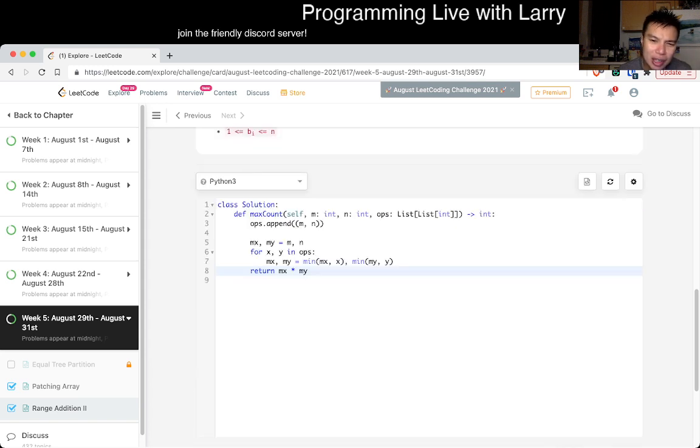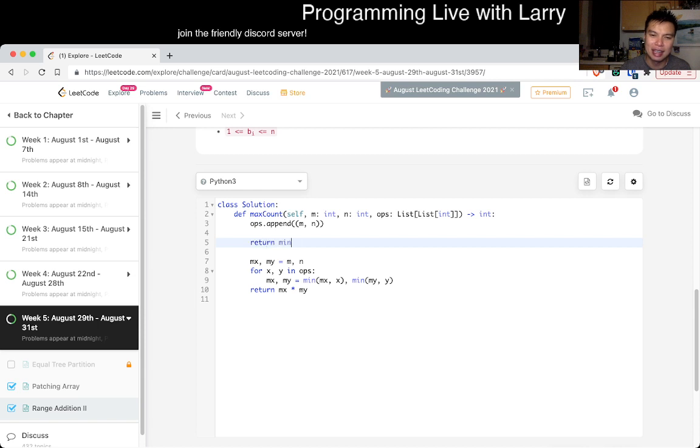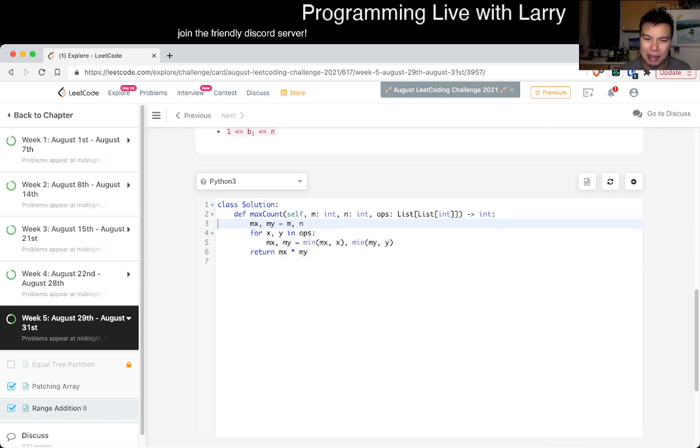You can clearly see that this is linear time and constant space. I actually don't think I need it here, but I thought I was going to write it another way. You could write something like return min of x for x in ops times min of y for y in ops. But I thought it looked awkward to have two for loops. This would make it easy, but technically I don't need it now because that is the default. Anyway, so yeah, linear time, constant space.